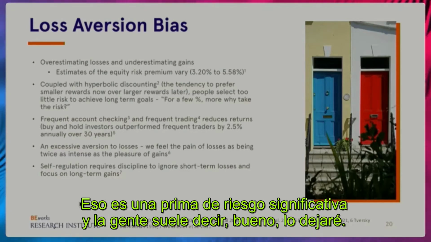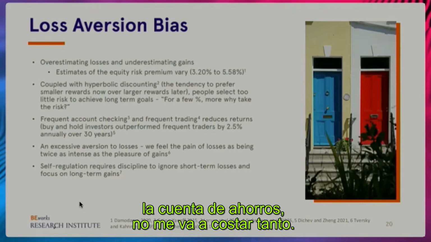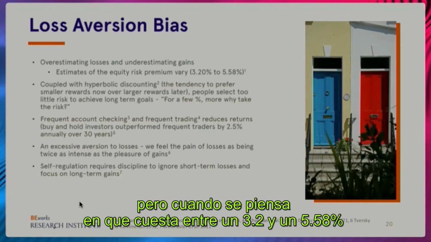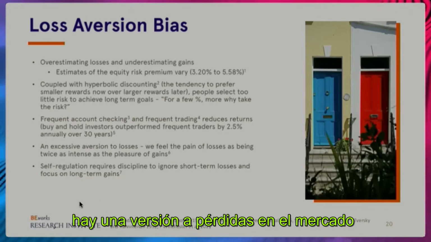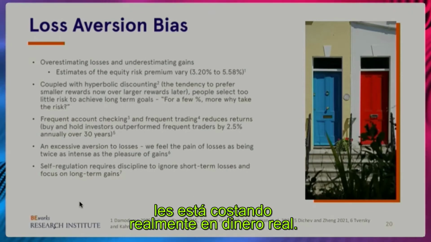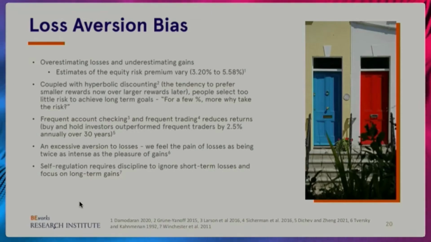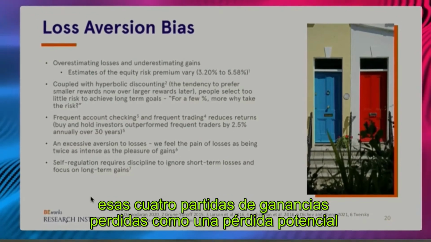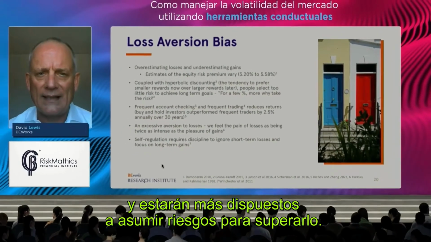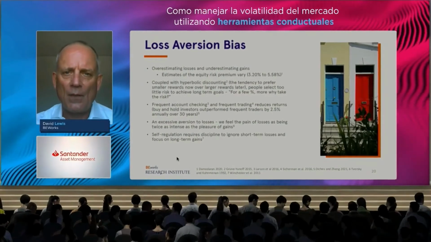And people will often say, well, I'll leave it in the savings account. It's not going to cost me that much. But when you think about it costing between 3.2 and 5.58%, compounded over many years, people then realize exactly how much their aversion to losses in the market is actually costing them in real money from foregone gains. And when you point that out, people will see those foregone gains as a potential loss and be more willing to take risk to overcome it.